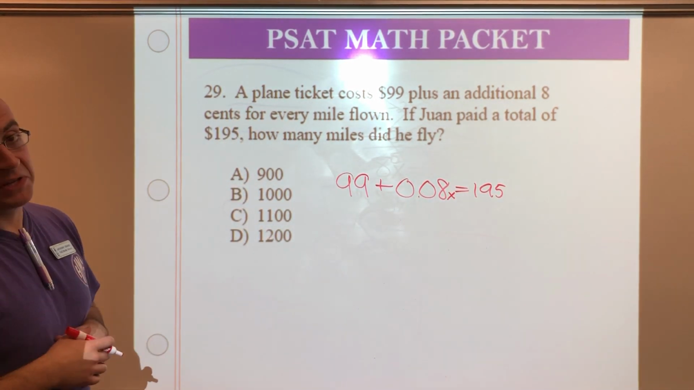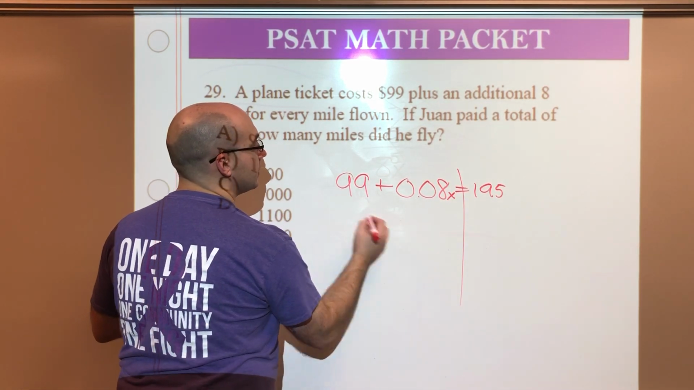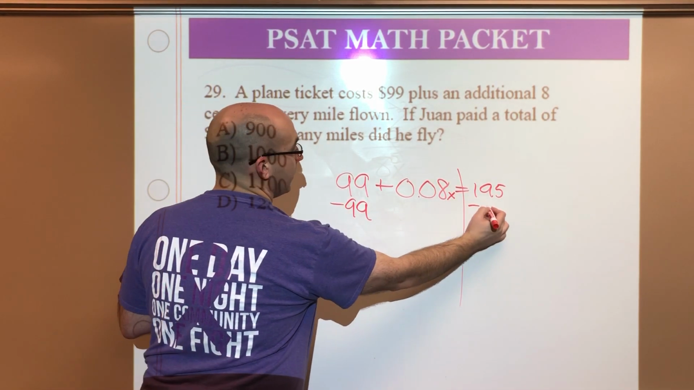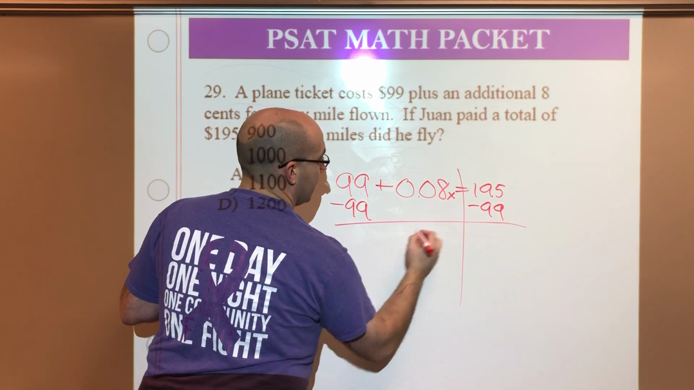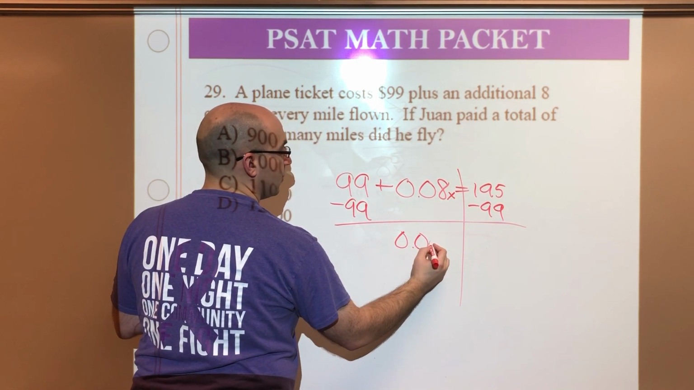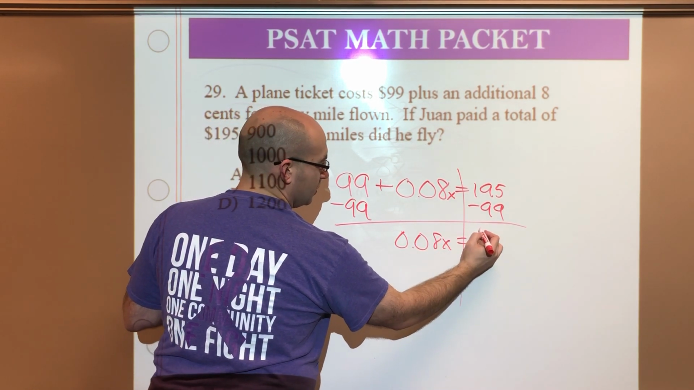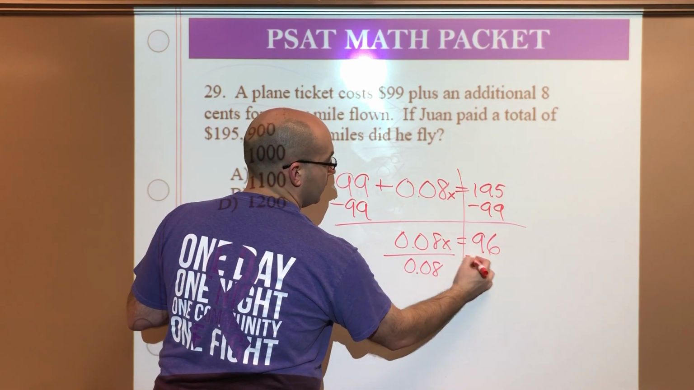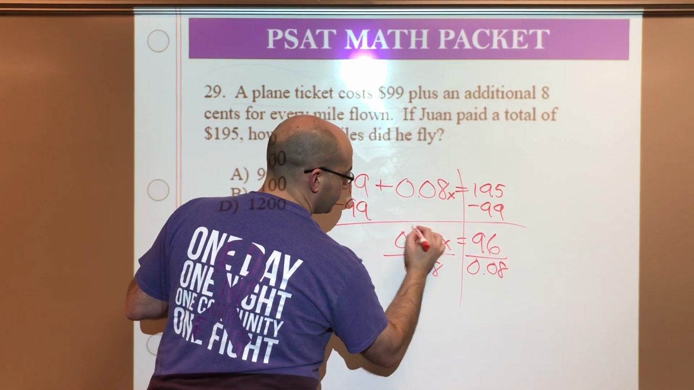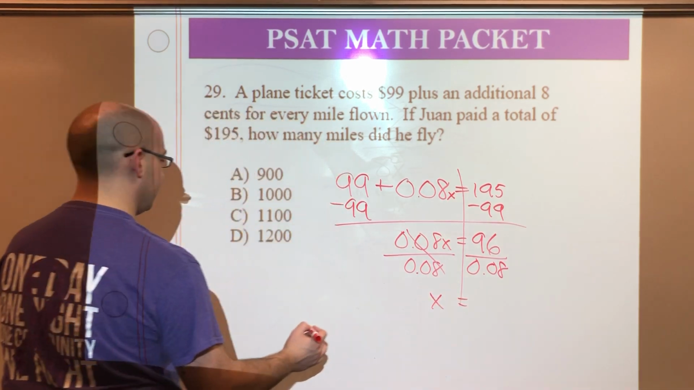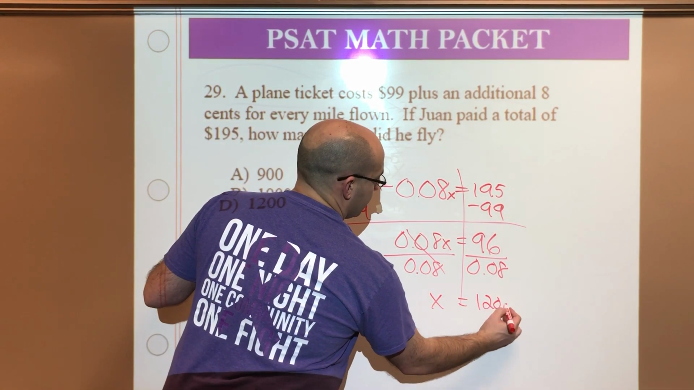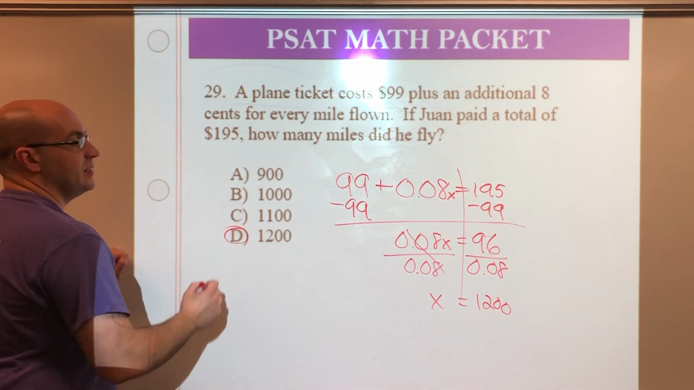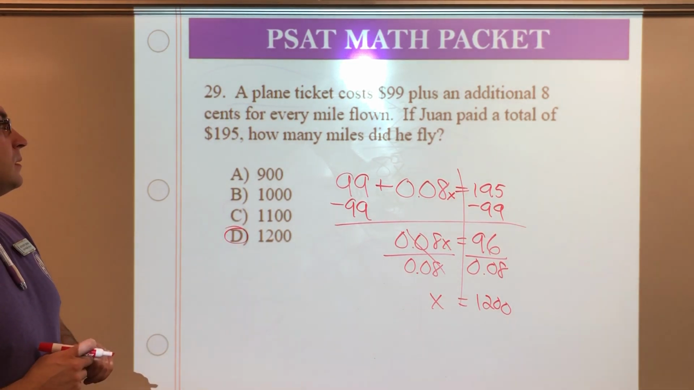I'm just going to solve the equation for x. Let's go down the middle here. Subtract 99 on both sides because I'm going to combine like terms, and then I'll get 0.08x equals 96. Then we'll divide on both sides, and that will give me x equals, I think it was, 1,200. That's how many miles he flew, so my answer will be D.